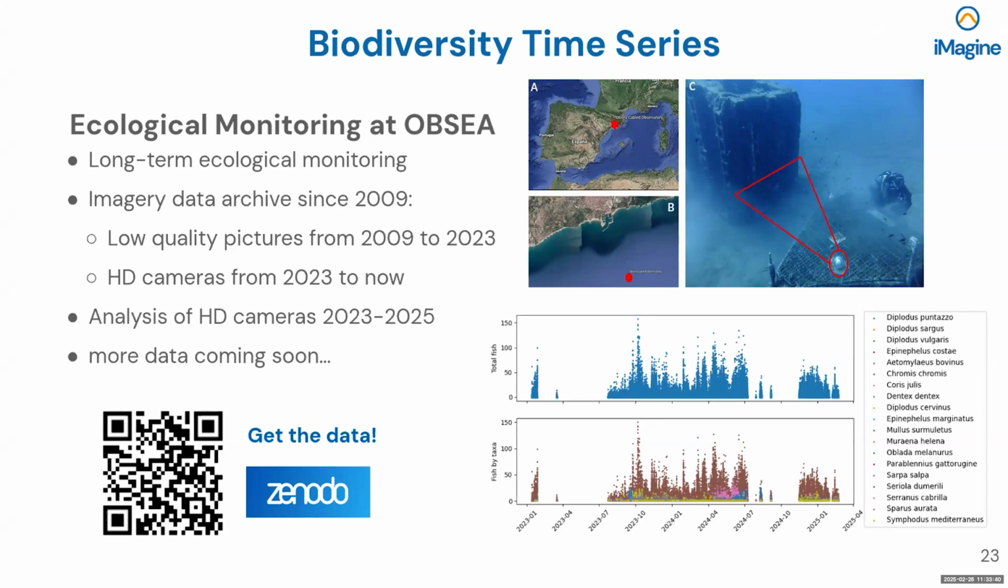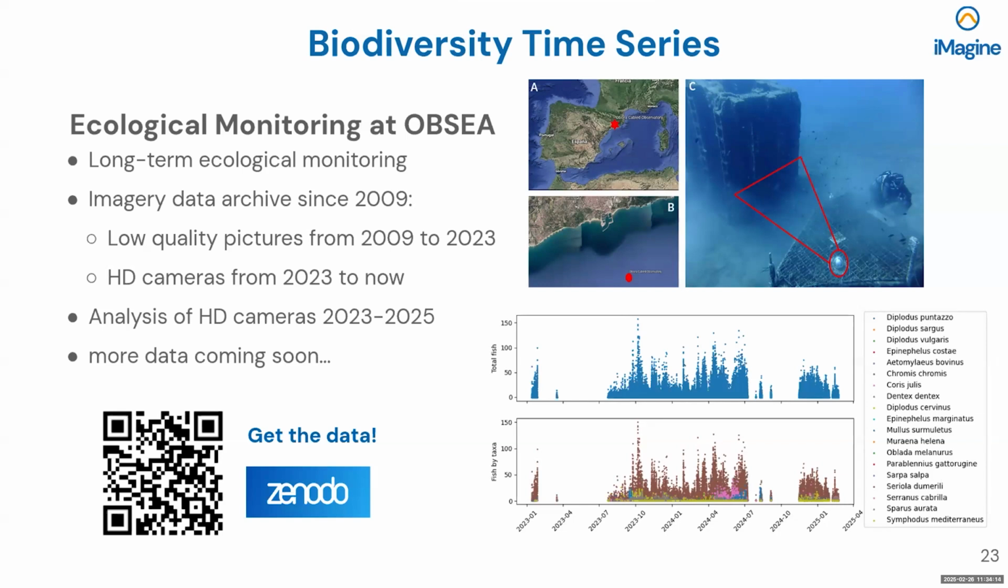But what we do have at the moment is all the HD cameras that we have deployed from 2023 until now. We have time series for all these cameras, and it's available on Zenodo. Here on the bottom right, you can see the time series from January 2023 until, I think, 2 days ago, when I exported the dataset, with the total number of fish at the top, and at the bottom the number of fish disaggregated by species.